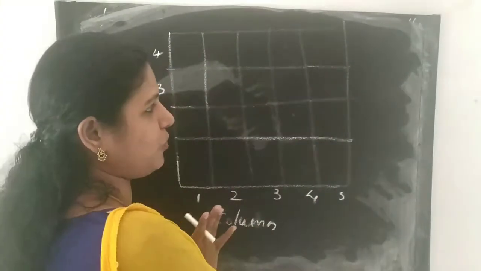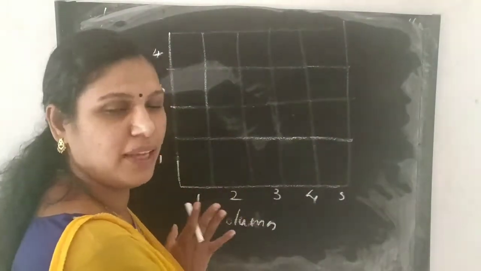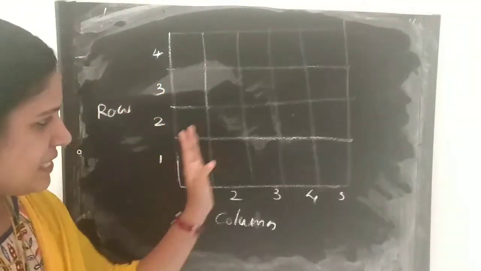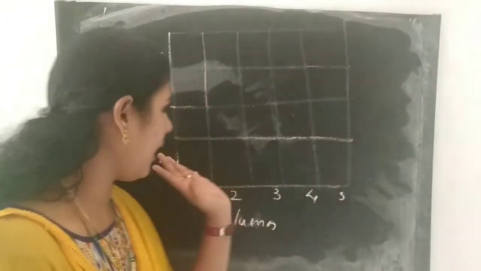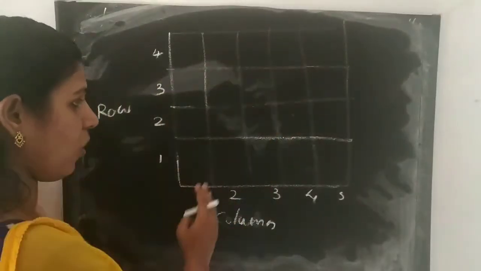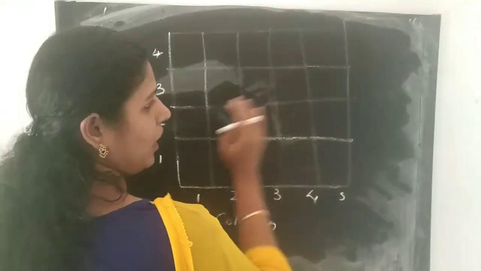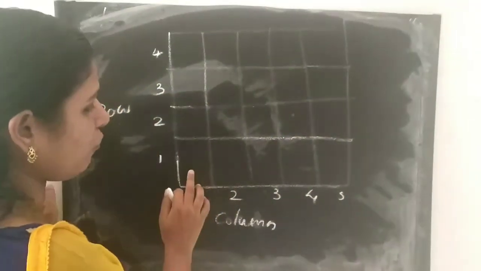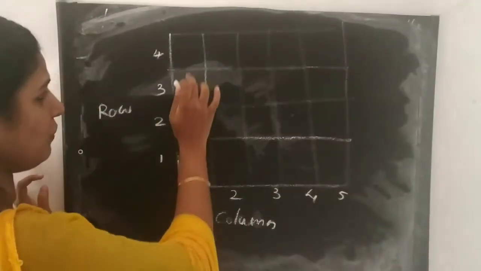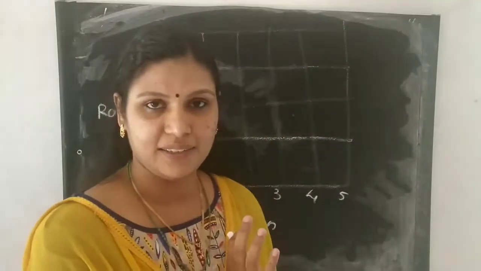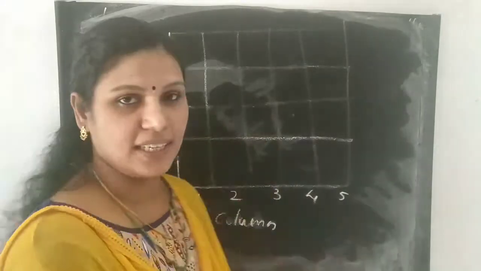This is a classroom or an auditorium, anything. The seating arrangement is like this. This is a column and this is a row. Here there are 5 columns and 4 rows. Now you are sitting here.